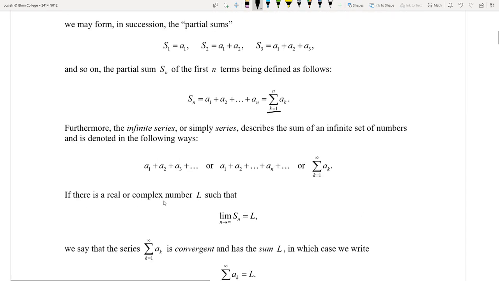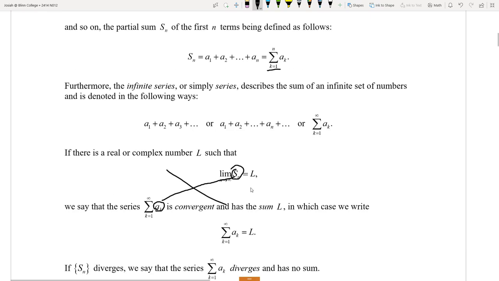So if we have some number L such that if we take the partial sums as a sequence and we look at the limit as that goes to infinity, that's equal to L, then we say that the series is convergent. Important thing to note here, this is the limit of the partial sums, not the limit of the terms. We call these our terms here. This is not this. So these are not the same. So it is important that when we say that a series is convergent, we're talking about the partial sums converging. And we'll talk more about what that implies for a sub k later.